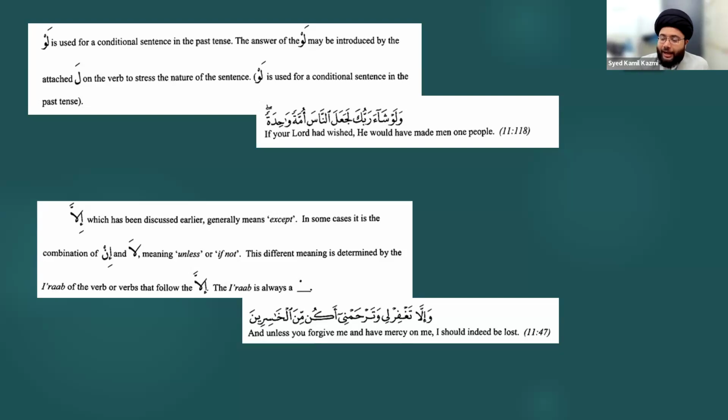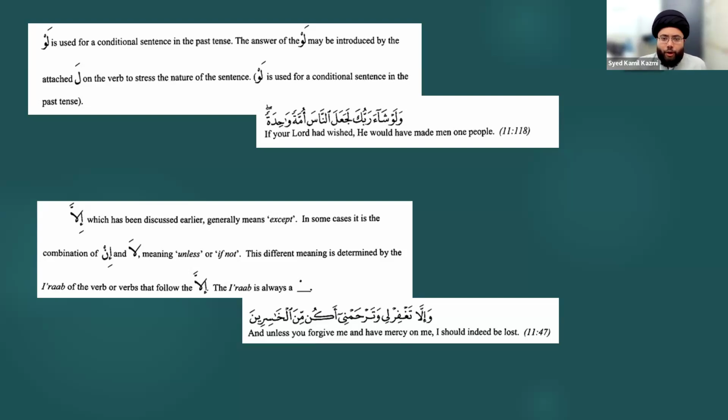I try to add beneficial meaning points as we're going through the courses because I think the whole point of learning Arabic is to interact with the meaning of the Holy Quran. So if there are extra caveats of meanings that I can share with you, I try to do that wherever possible.